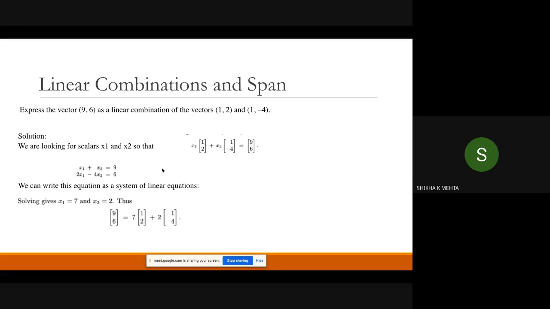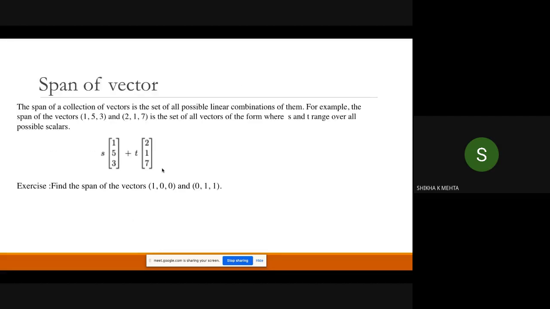Anyone who is not able to understand this can ask right now. Anyone who is not clear about this? Okay, because you have already studied all these things. Even if you face any problem during the lecture, if you are not able to understand anything, you can ask. Then we compute the span of vectors.